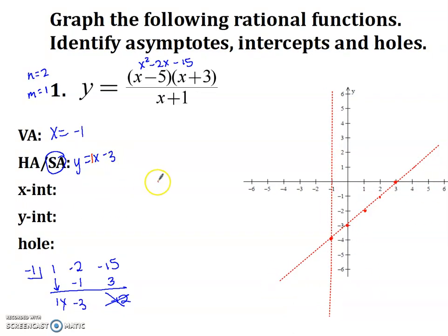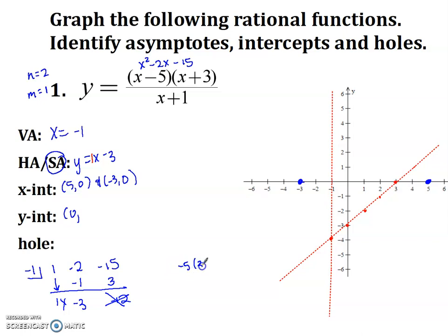Then I'm going to go ahead and graph my x-intercepts, which are going to come from the numerator, so 5 and -3. So I have an x-intercept at (5, 0) and (-3, 0). They're both to the first power, so I'm going straight through them, not bouncing off of them. My y-intercept, I'm going to plug in 0, so that's going to give me -5.